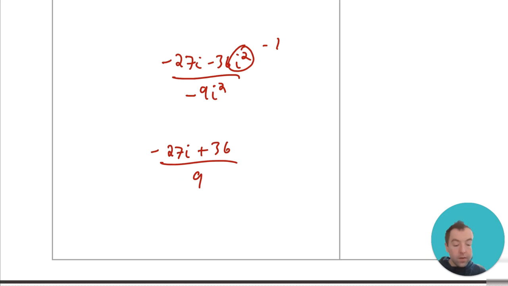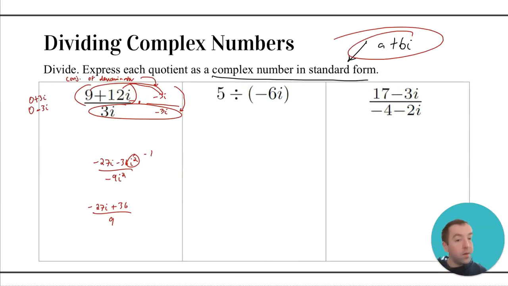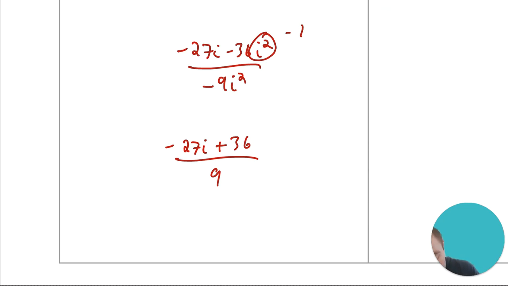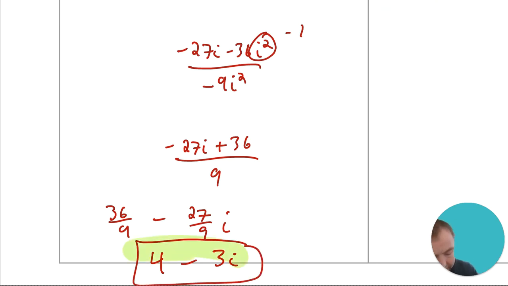And then you can write this in a plus bi, so in standard form, because it's really just 1/9 of 36 minus 27i. So it's 36 ninths minus 27 ninths of i. And then you can actually reduce both of those fractions because 36 divides by 9 to become 4. 27 divides by 9 to become 3. So then we get an answer there of 4 minus 3i.